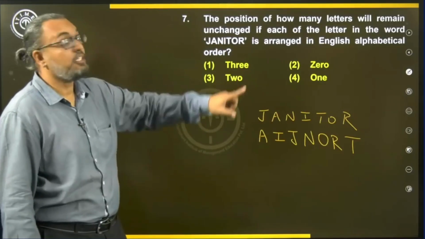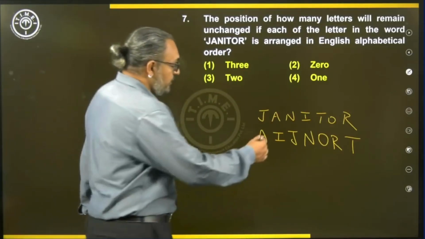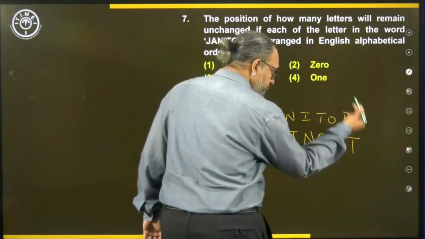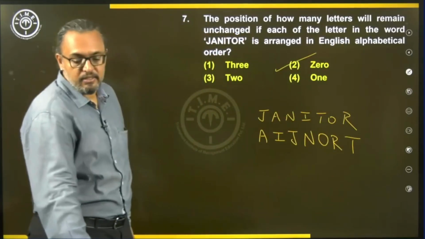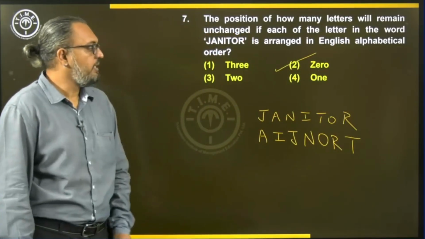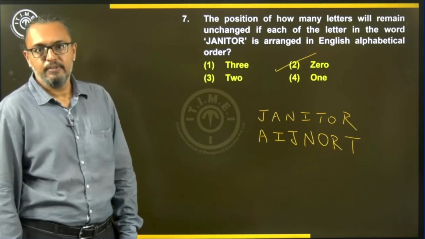Now he says how many letters will remain unchanged. So how many are unchanged? None. So 0, choice 2. The answer is 0 because no letter is there in the same position. Correct? Yeah.